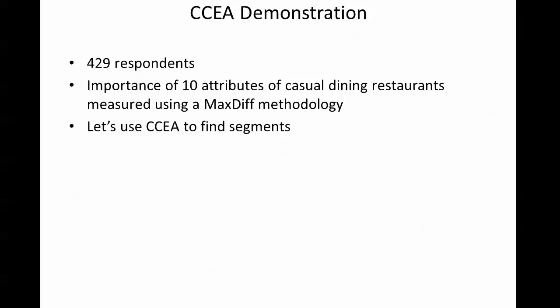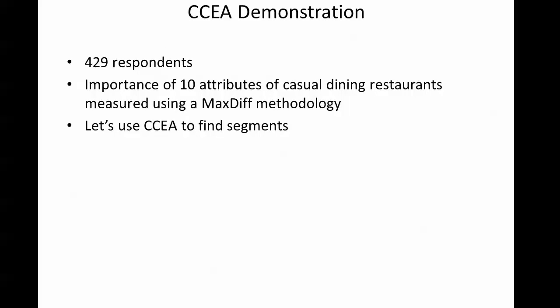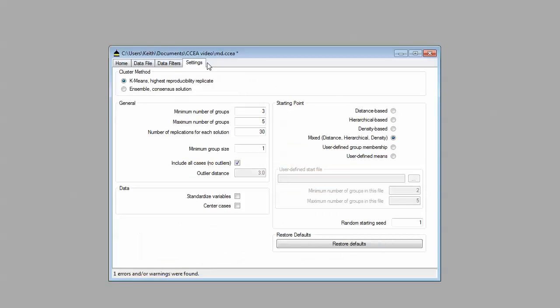So this is the actual software demonstration, and for this demonstration we have a data set that has 429 respondents. These 429 respondents evaluated the importance of 10 attributes of casual dining restaurants, and we had them do so using a maximum difference scaling methodology so that we get nice, sensitive results to find out what's more and less important to people. And so now let's go ahead and use the CCEA software and find some segments. See if we can find some real segment structure there in our data. So with that, we're going to hop over to the CCEA program.